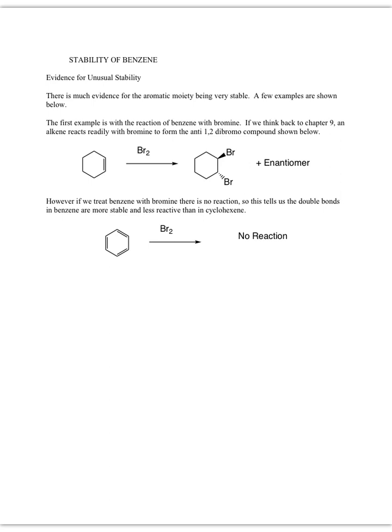So we learned back in Org 1 that we could add bromine to a double bond, and we could get the 1,2-dibromo compound with the anti-addition. We can draw that mechanism and all. But if we just add bromine to benzene, we get no reaction. Okay, and that tells us that benzene is much more stable than cyclohexene.